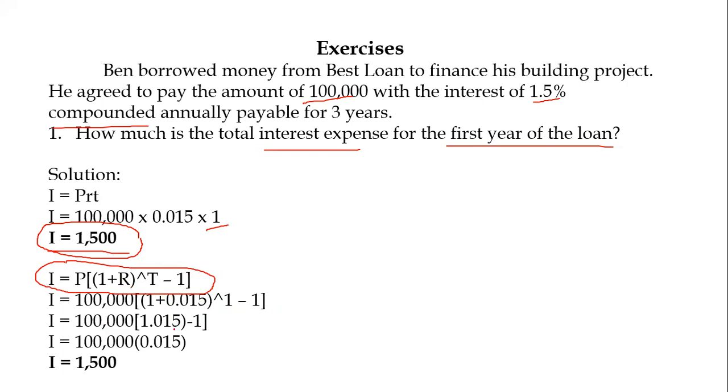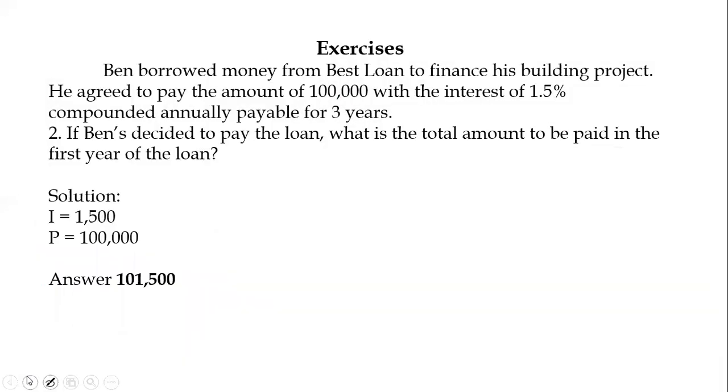less 1. As you can see, nothing changed. 1.015 less 1 is 0.015. It is the same: 100,000 times 0.015 is also 1,500. So it's the same, right? So it is much better to use simple interest if the question is only for 1 year. It's only for 1 year of the loan. Okay? I hope you got it.